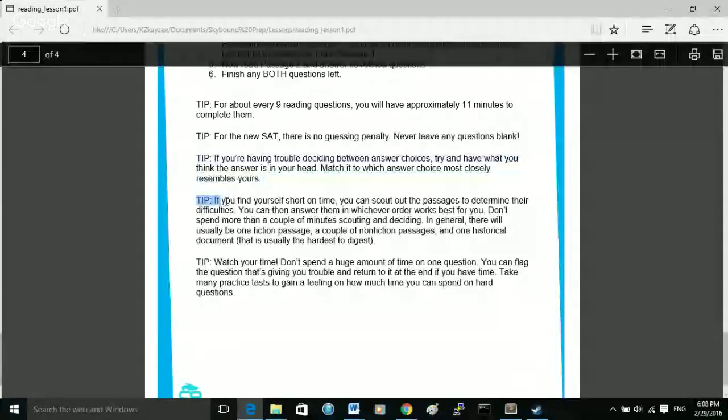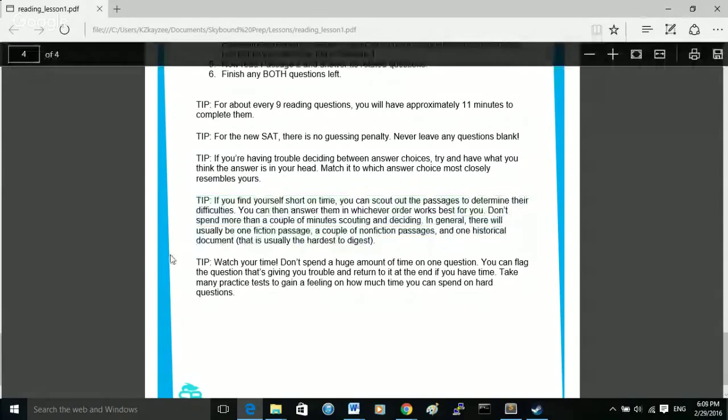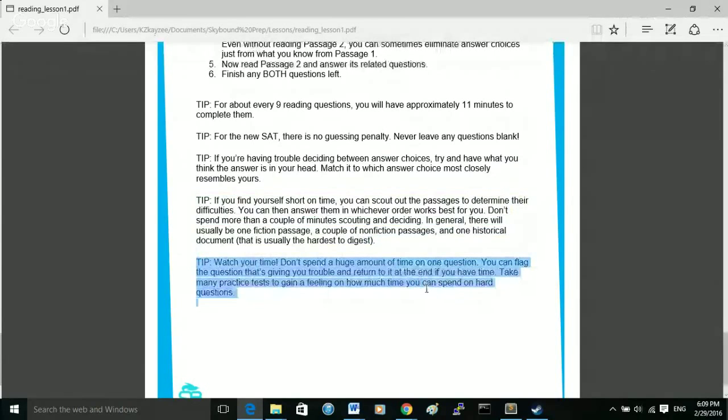If you find yourself short on time, you can scout the passages and determine their difficulties. You can then answer them in whichever order works best for you. Don't spend more than a couple of minutes scouting and deciding. In general, there will usually be one fiction passage, a couple of non-fiction passages, and one historical document. The historical document will usually be the hardest to digest. And again, watch your time. Don't spend a huge amount of time on one question. You can flag the questions that are giving you trouble and return to them at the end if you have time. Take many practice tests to gain a feeling of how much time you can spend on hard questions.